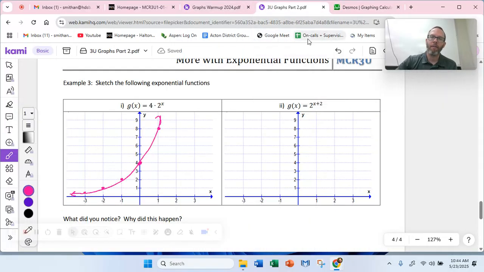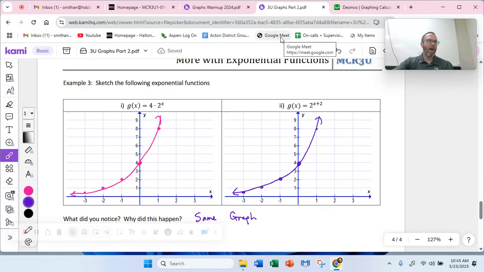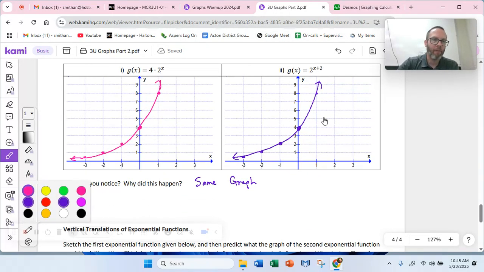So let's, for completeness' sake, just plot the other guy. Same graph, same points, and then we'll talk about the y. Same graph, shocker. But let's prove why. Let's prove why using our exponent rules.